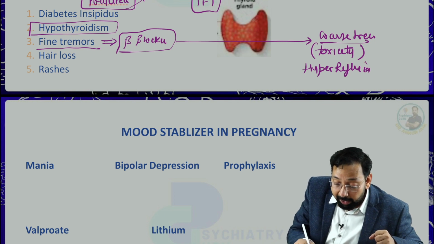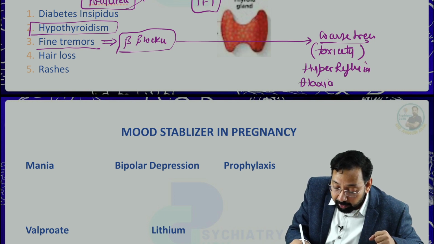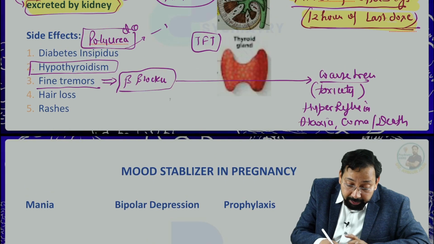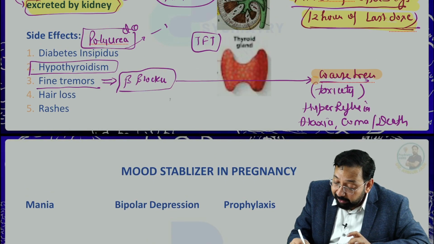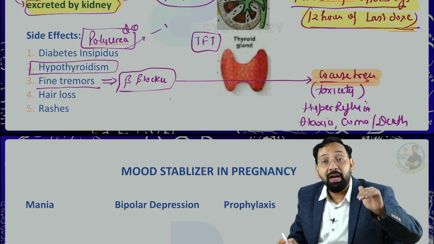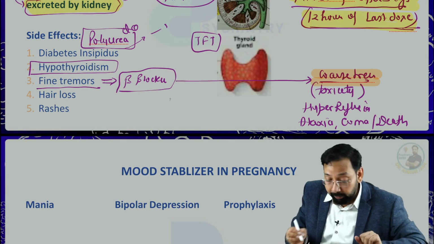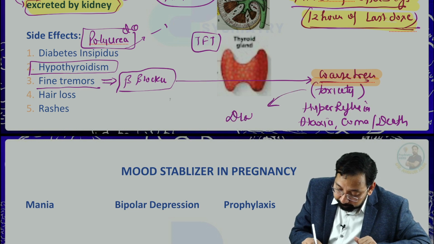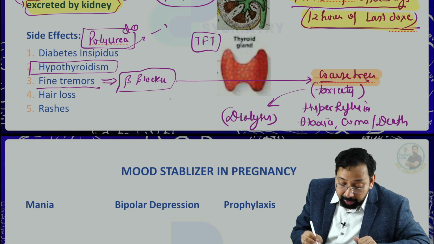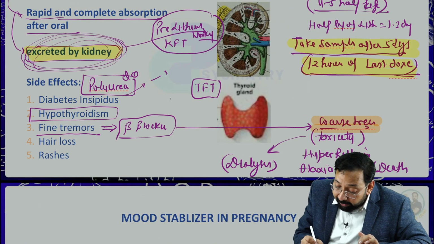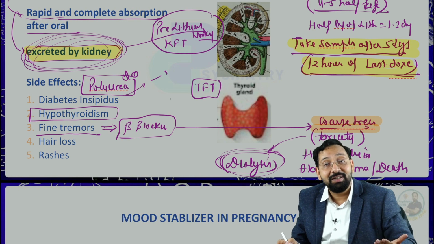Hyperreflexia would be there. Ataxia may be there in this patient. Patient may go into coma, death. Yes, so coarse tremor indicates toxicity. Immediately send the sample for lithium level, and if lithium level is very high, do dialysis. Okay, treatment is dialysis. How will you remember? Lithium is handled by kidney, and the alternative kidney is dialysis.